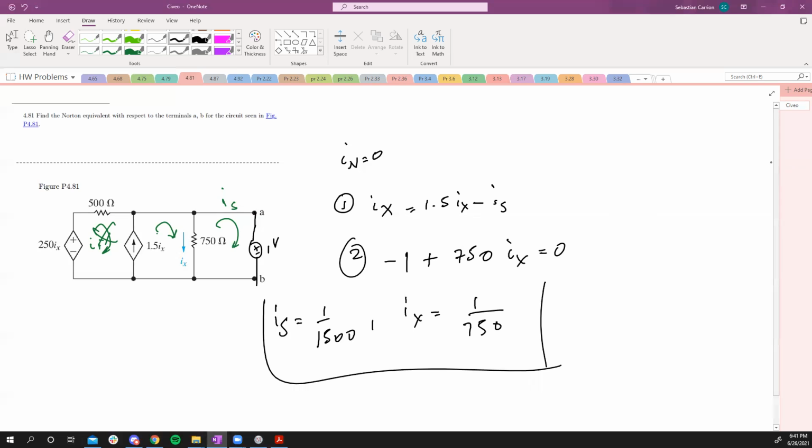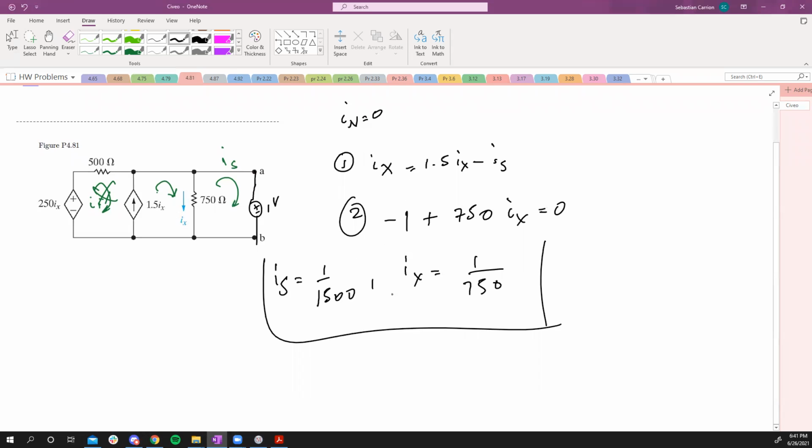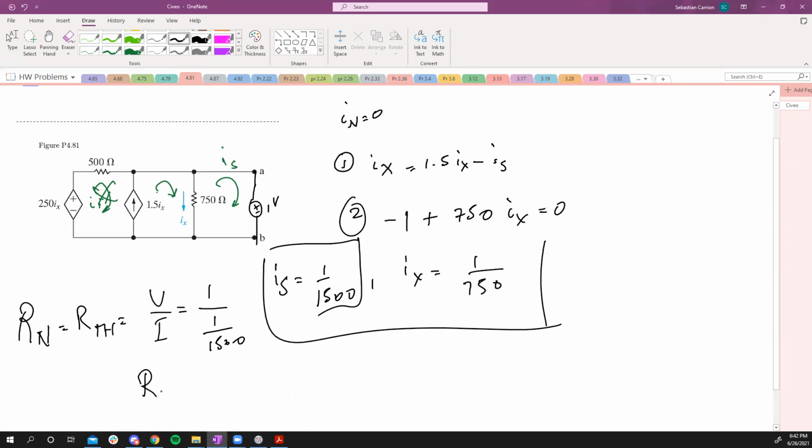So with Is, this is the value that matters. We're able to find our R Norton or R Thevenin, doesn't matter. We know this is V over I, and our V is 1, and I is 1/1500. Our R Norton is 1500 ohms. So our equivalent circuit looks like this.